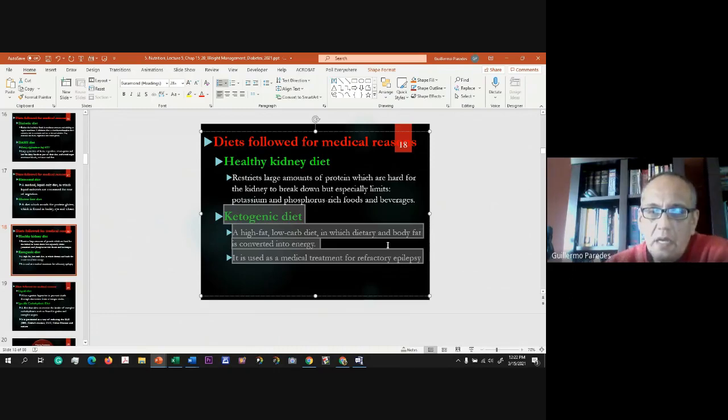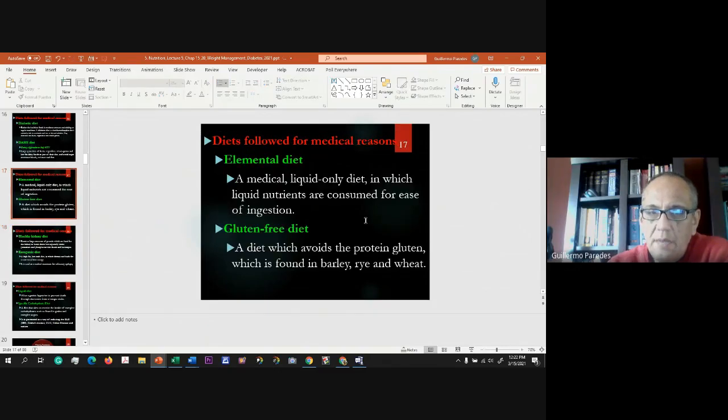Okay, a renal diet. In this case, you need to decrease your proteins because the urea is not handled very well by the kidney. An elemental diet is basically a liquid-only diet. Basically, it's used after surgery. After surgery, you need to keep in consideration that peristalsis is low, it's down. It's not totally blocked, but it's slow and can produce constipation. So that's why they use that liquid diet.